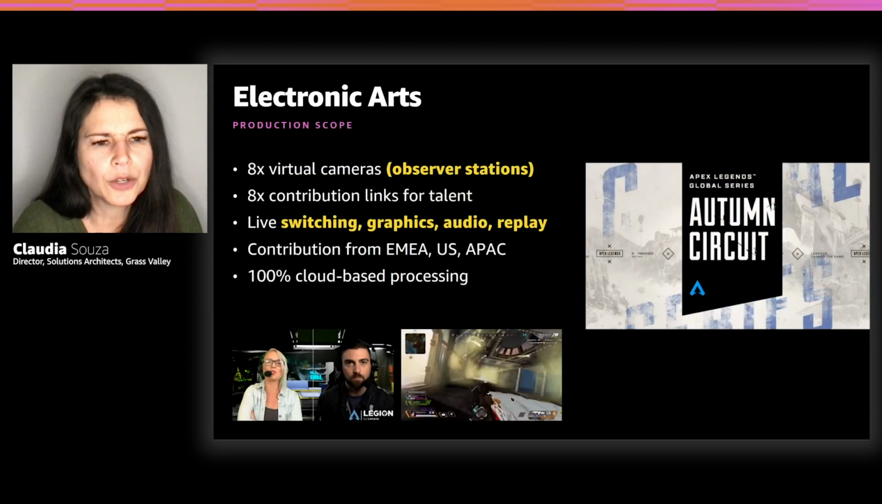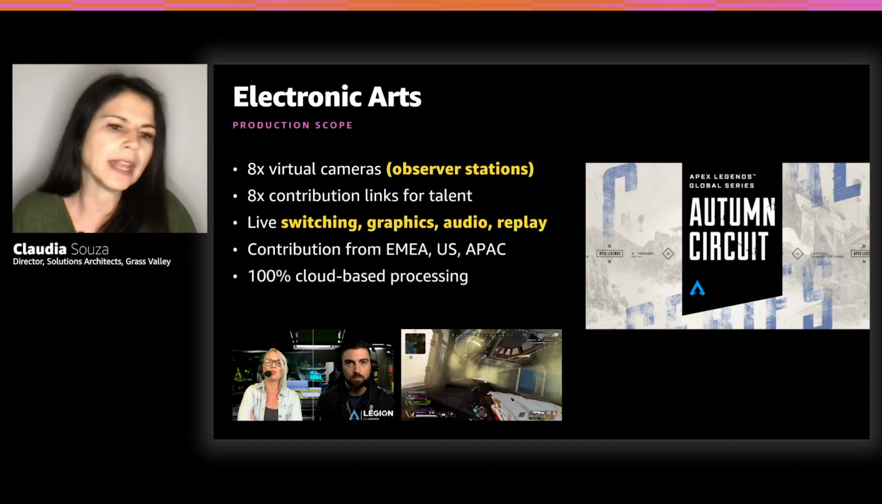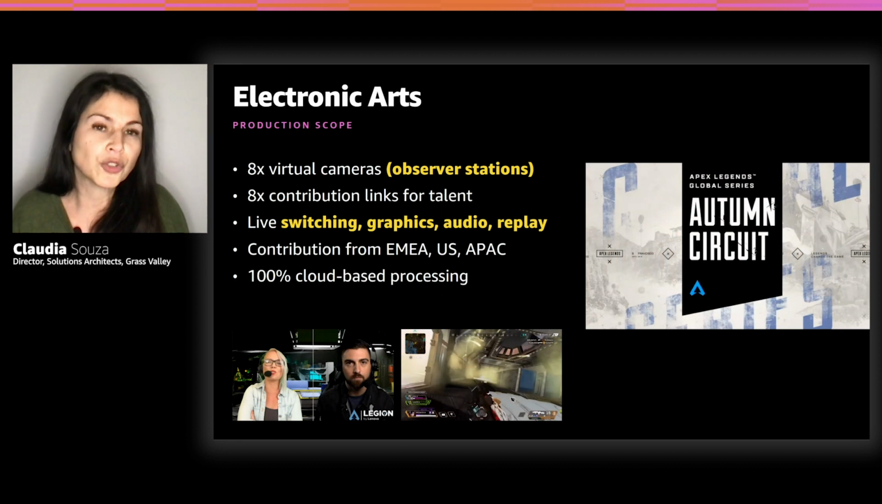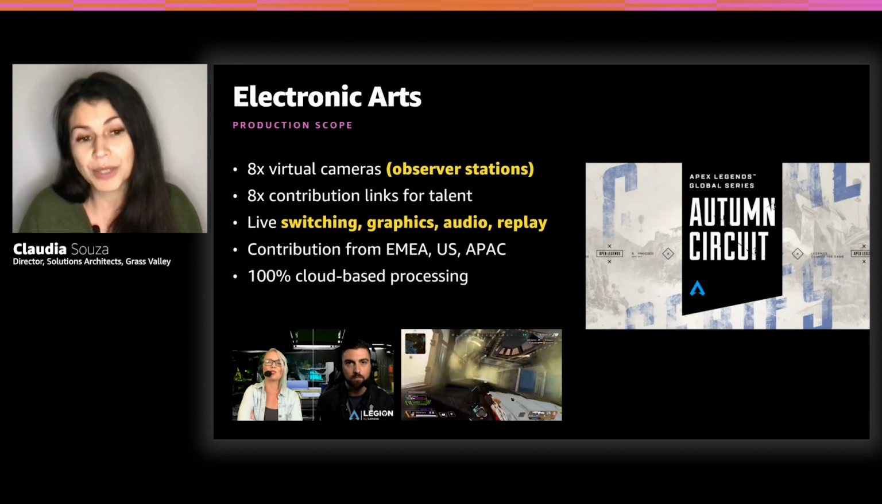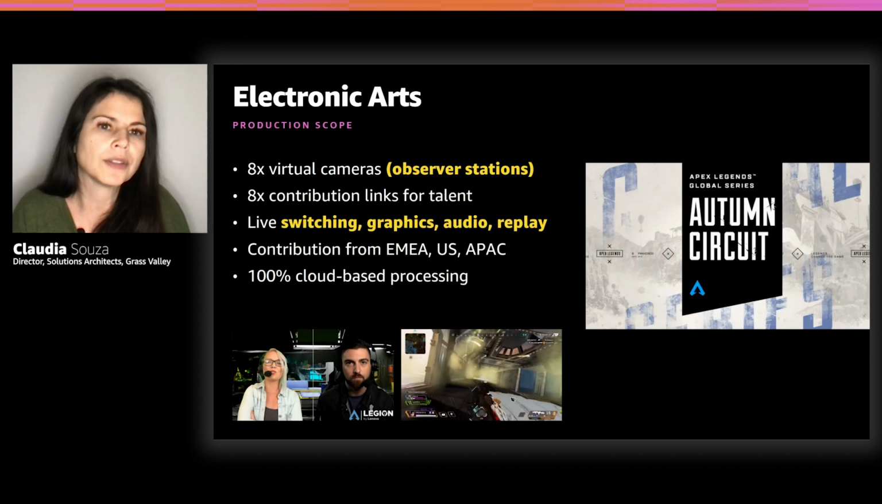So now let's talk a little bit about the scope of their production. What were they really looking at, and what was their typical production that they needed us to assist them with? So right now what Apex Legends specifically was looking at is that they have 8 virtual cameras, and these are their observer stations. They also have 8 contribution links from all of their talent that are contributing to the show. And they need to be able to do all the live switching, graphics, audio, and replay, regardless of where these contributions are coming from or the operators are around the world. And of course, they wanted all this to be 100% cloud-based processing.